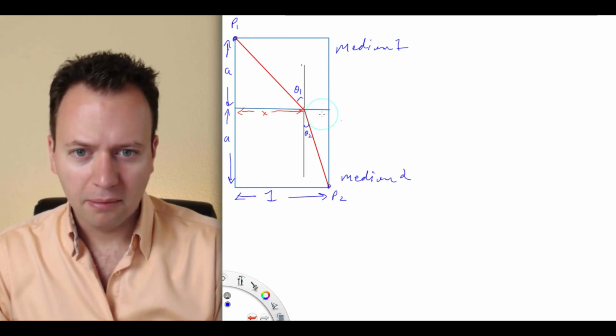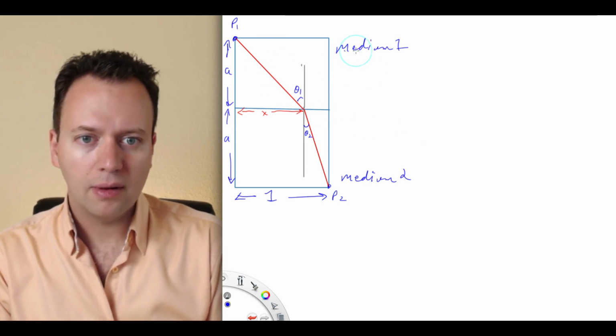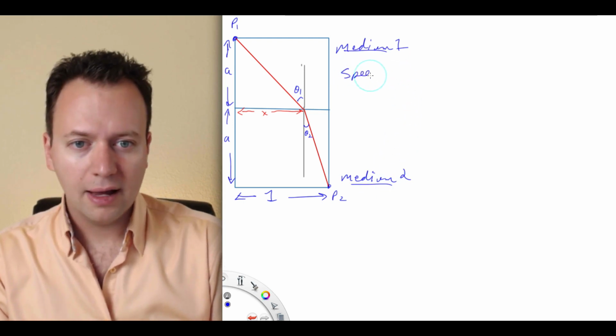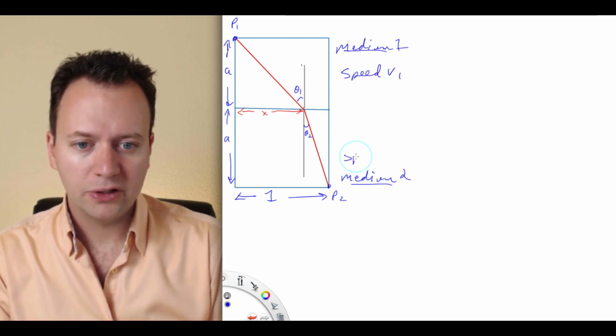Anyway, as I was saying, what causes this is that light travels with different speeds through different mediums, speeds v1 and v2.